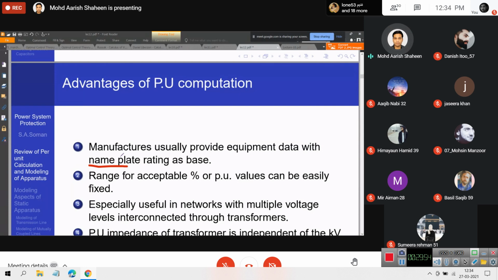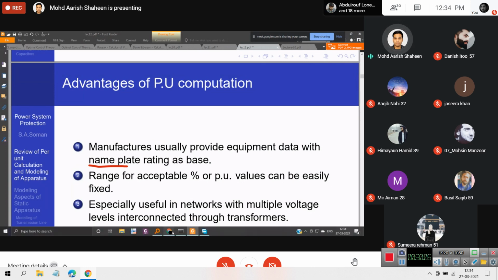Let us confine our attention to electrical information. It is almost always given on the rating as a base. So first of all, let me revise per unit a little bit for you.